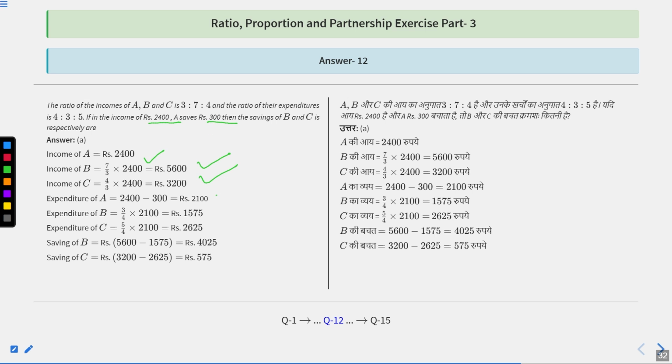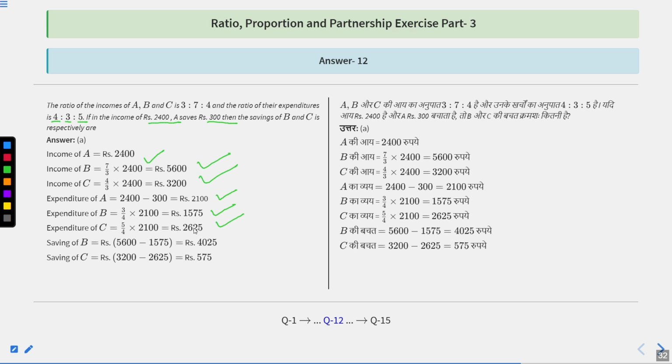So he spent 2100. In the same way, when we know the expenditure of A, we can calculate the expenditure of B. 3/4 multiplied by 2100, which is 1575. Expenditure of C will be 5/4 multiplied by 2100, which is 2625. Clear? Because it is given that the expenditure of A, B, and C is 4:3:5. So if 4 equals 2100, what will be the value of 3 and what will be the value of 5?